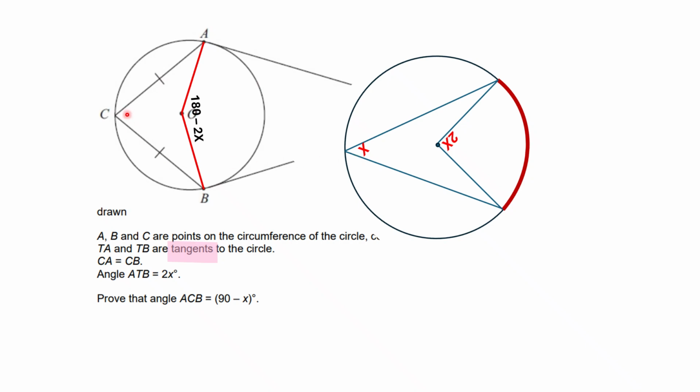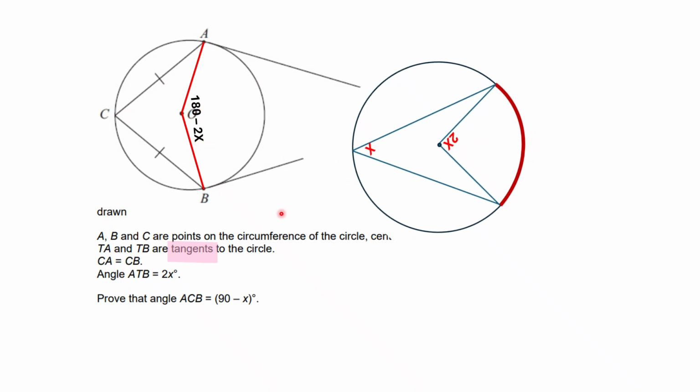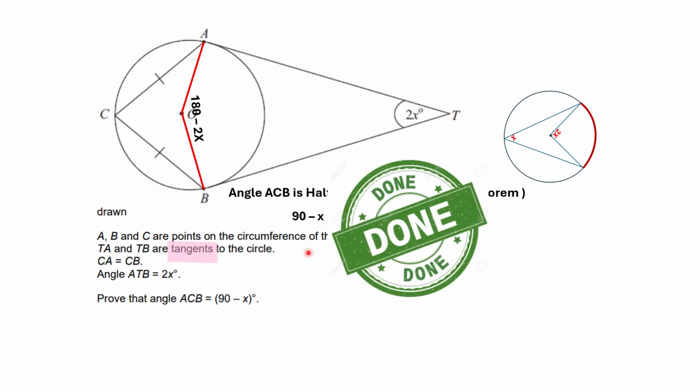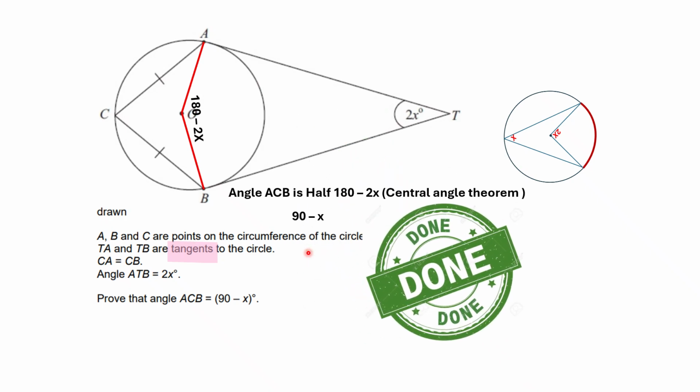That means this angle is half of this angle, so it's just going to be 180 minus 2x divided by 2. 180 divided by 2 is 90. 2x divided by 2 is x, so it's just 90 minus x, and that's done. Was it easy?